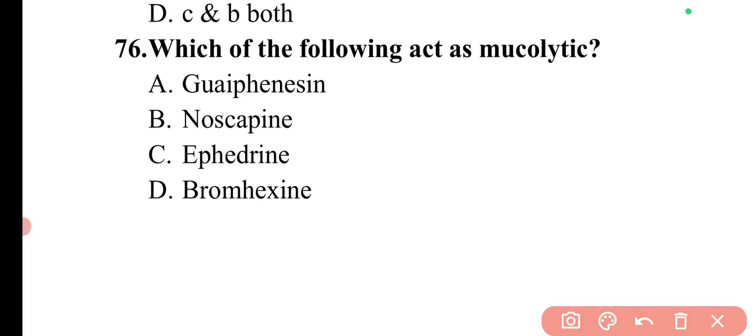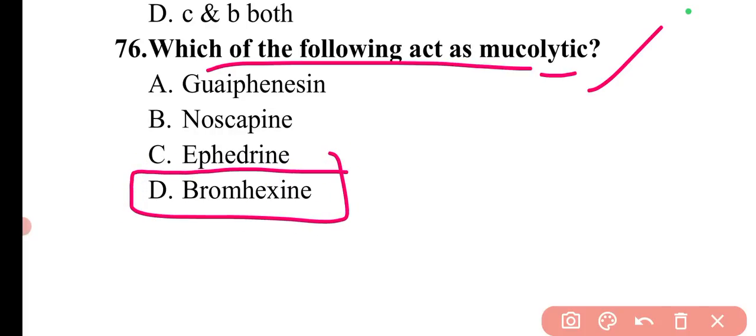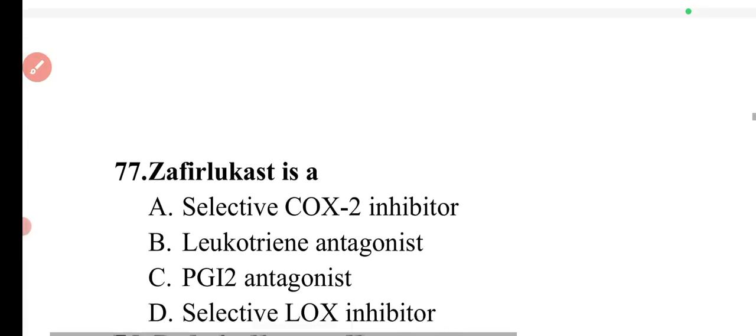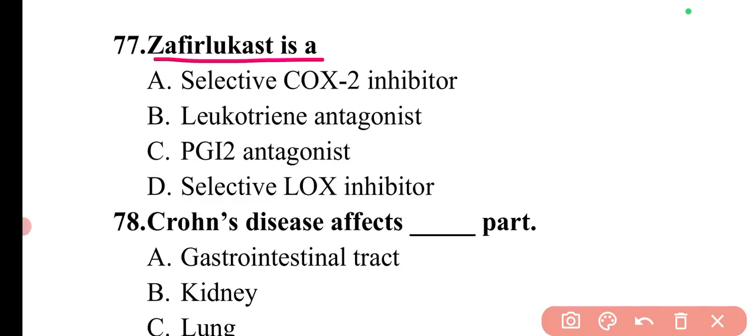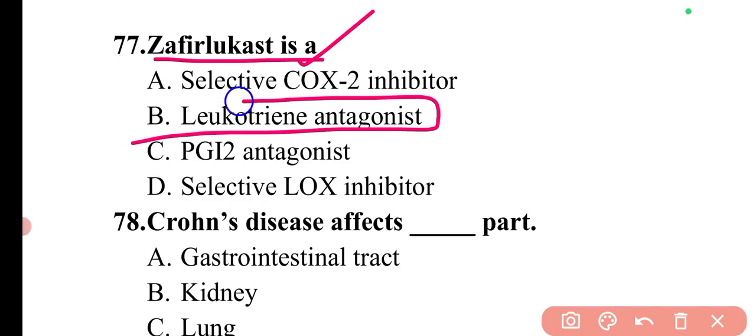Next question is, which of the following acts as a mucolytic? So the drug which acts as a mucolytic includes bromhexine. It is a mucolytic. So here option D is correct. Next question is, zafirlukast is a. So zafirlukast is a leukotriene antagonist. So here option B is correct.